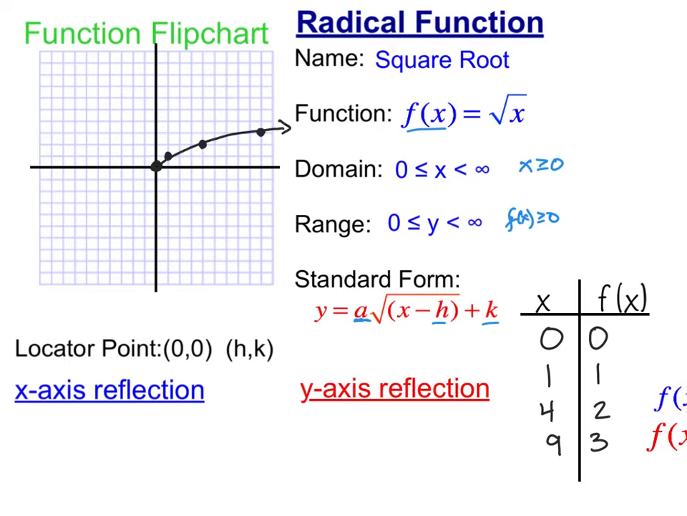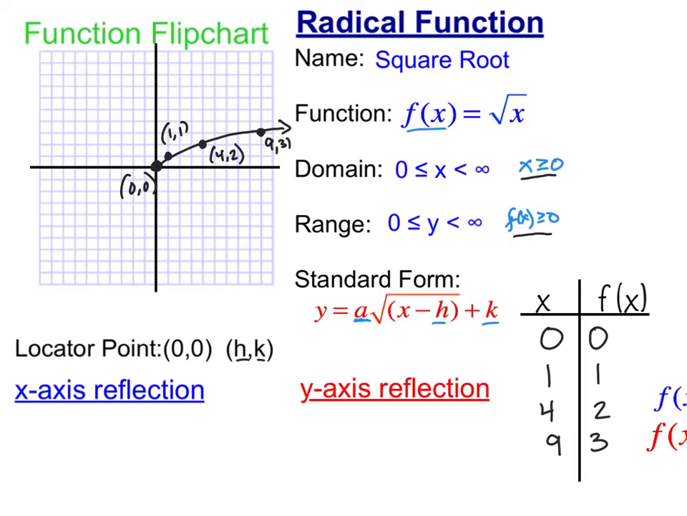And you can see now the domain, all the x's are greater than or equal to 0, and the range, all y's are greater than or equal to 0. Then down here, the main locator point is the coordinate at (0, 0). That's where you're going to be able to find the h and k values. Don't forget to label your points on your graph.